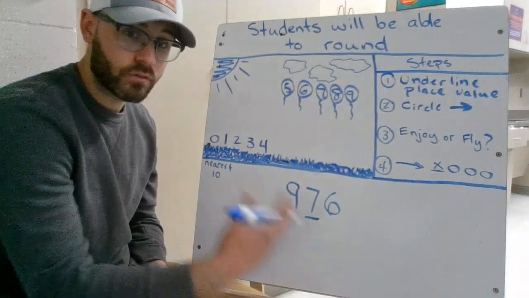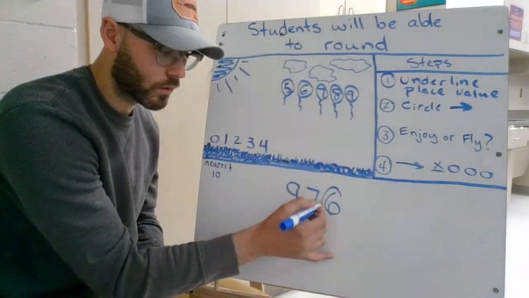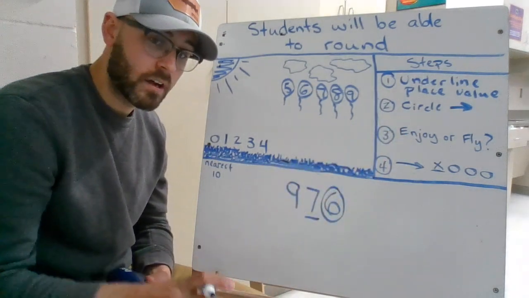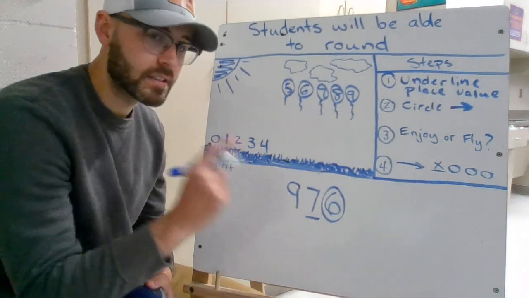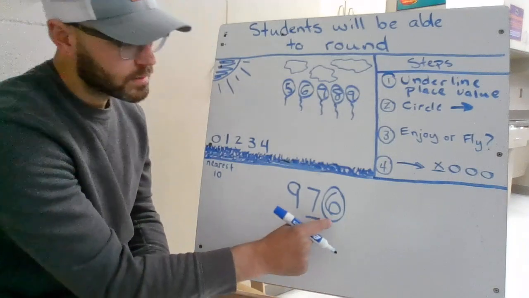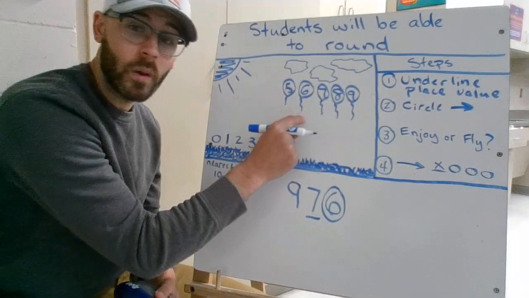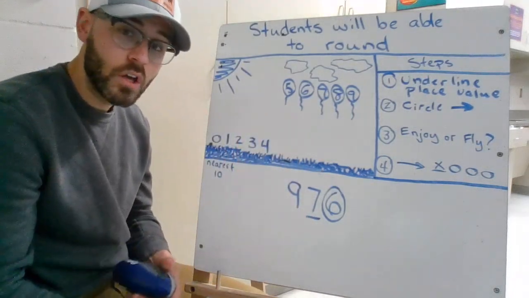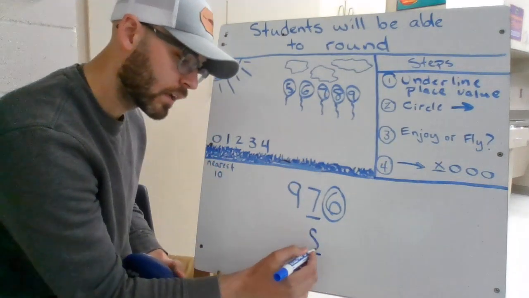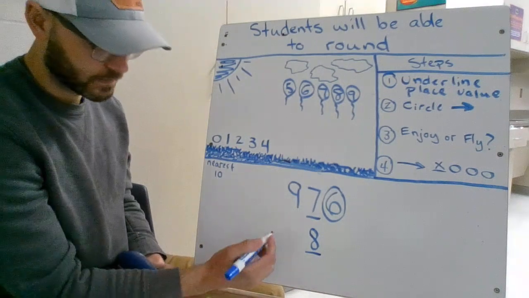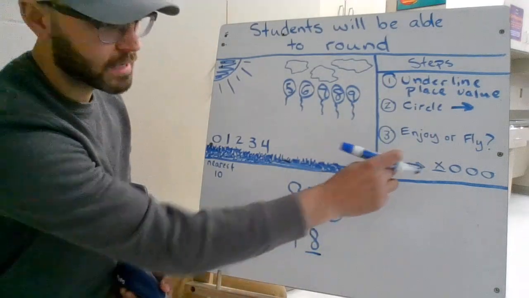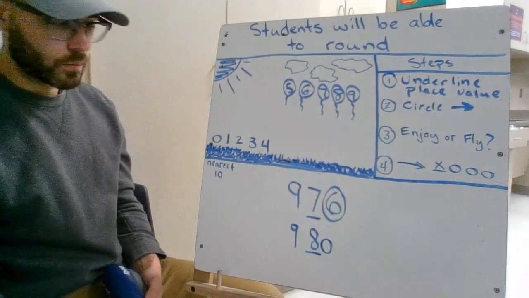Step 2, I circle the friend on the right. Here's the underline. I go 1 to the right, and it's a 6. Step 3, I have to ask myself, do I enjoy my day or fly away? I look to the circled friend. The circled friend decides, enjoy the day or fly away. Whatever the circled friend says, the underlined friend's going to do. 6 on my chart is flying away, so it tells the 7 to go up or fly away. The 7, the underlined digit, will fly away and goes up 1, becomes an 8. Everything to the left stays the same. Everything to the right of the underline, step 4, becomes a 0.